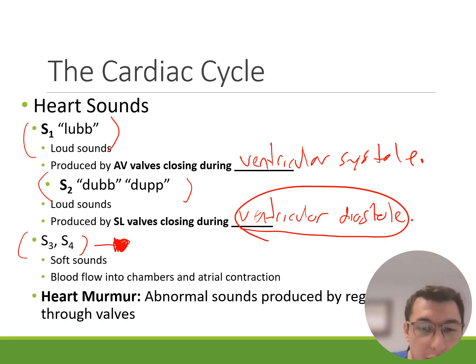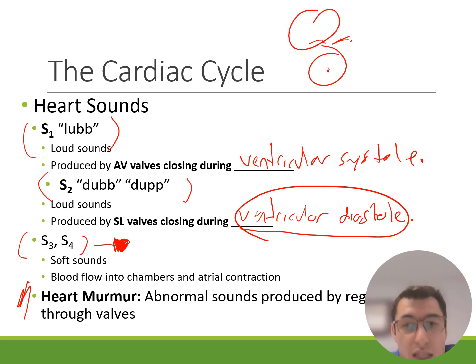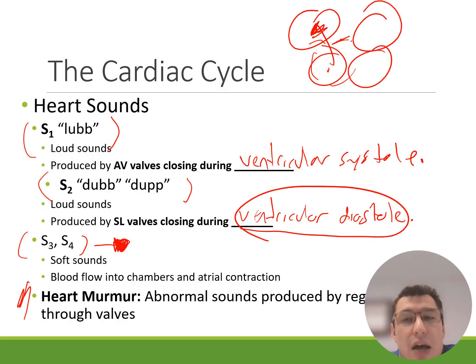Heart murmurs are abnormal heart sounds produced by regurgitation of blood through valves. Regurgitation means blood flowing from the ventricles to the atria. Remember that we always have blood flowing from atria to ventricles, not from ventricles to atria, and that is because we have atrioventricular valves. The valves prevent that backflow. If those valves are not functioning well, as soon as we start that contraction within the ventricles, blood will flow into the atria. This will make the heart less efficient and it may sound like a heart murmur. There are different types of heart murmurs.